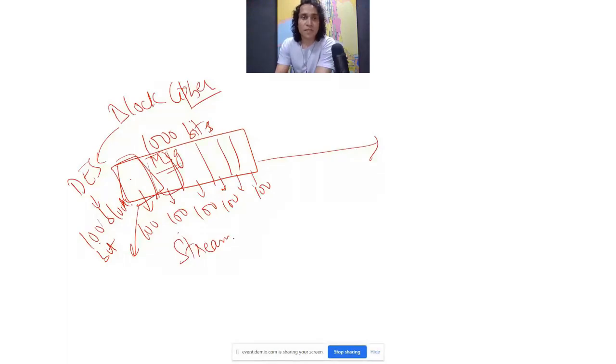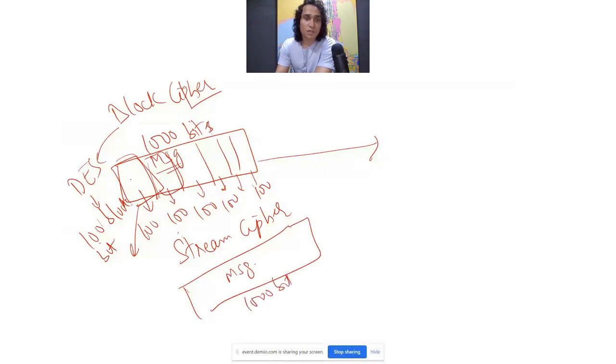Then there is something called a stream cipher. And don't forget, these are both parts of symmetric algorithms. So in a stream cipher, you have the same message, which is of, let's say, 1,000 bits. But instead of dividing this 1,000-bit message into chunks, into blocks, each bit is encrypted separately. So it takes each bit and encrypts that bit. It takes the next bit, encrypts it, takes the next bit, and encrypts it. There are different scenarios where a stream cipher makes more sense than a block cipher, but you should understand the basic difference between a block cipher and a stream cipher.